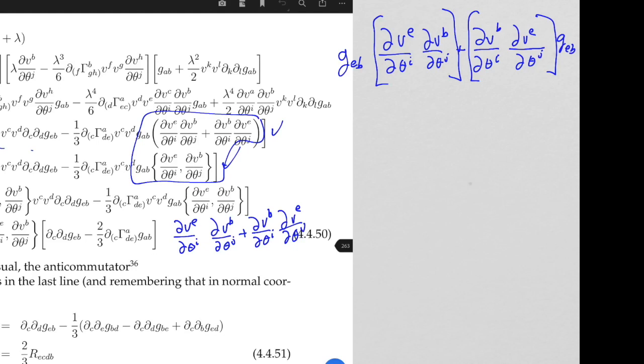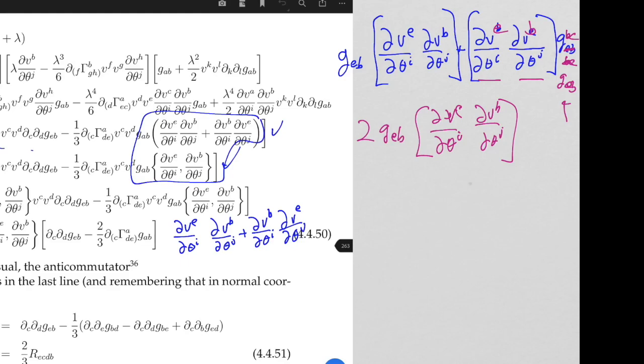And then I exchange the dummy indices, right? I change the B to an E and the E to a B, and now I do have this same term twice. Then this I just change back to BE. I dummied them up and switched the dummies, but then I changed just this part back to EB, because that's symmetric in and of itself, and I end up with 2GEB times partial VE partial theta I times partial VB partial theta J, right?